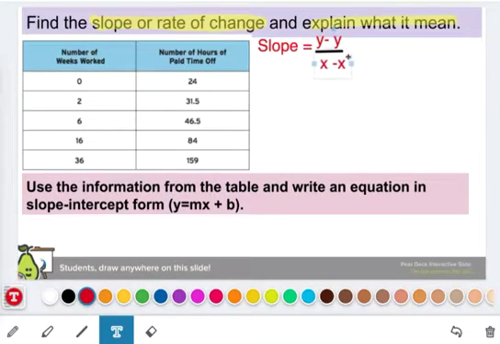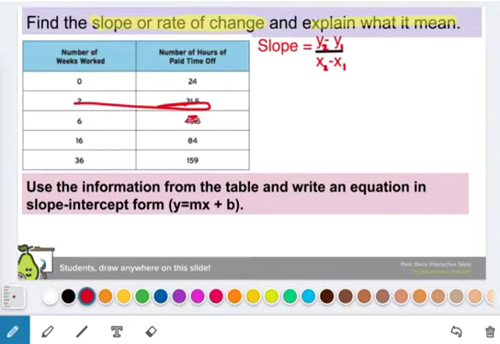Okay, and then remember, it's really y sub 2 minus y sub 1 over x sub 2 minus x sub 1. So which two ordered pairs am I going to pick? The ones without decimals for sure. So I'm not going to pick these. They don't have decimals. So I'm going to pick 0, 24.